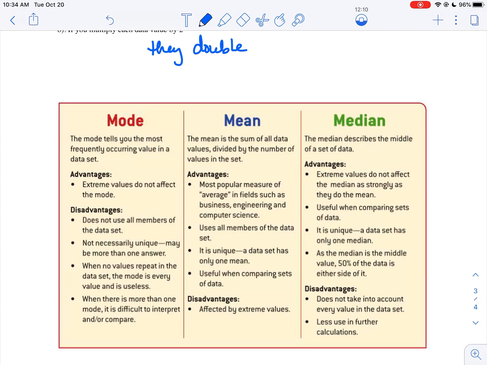The median. The median describes the middle of a set of data. The advantages: extreme values do not affect the median as strongly as they do the mean. Useful when comparing sets of data. It is unique. A data set has only one median. As the median is the middle value, 50% of the data is on either side of it. Disadvantages: it does not take into account every value in the data set, and it's of less use in further calculations.